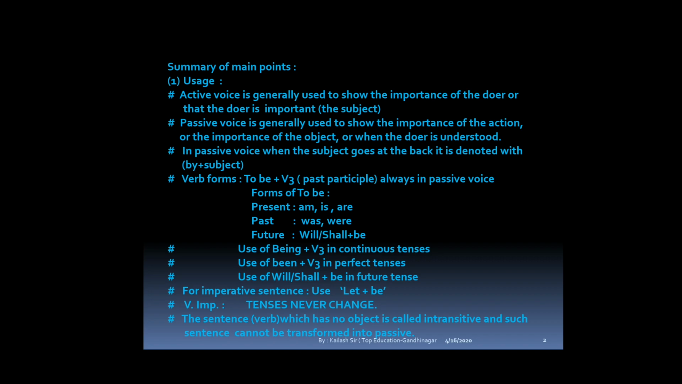Now, which forms of to be are to be used? In present, we use am, is, are according to the person. You know that we use am always with I, is used with third person singular, and are is used with the plurals, that is we, you, and they. In past, am and is, which are in present, become was, and are becomes were.